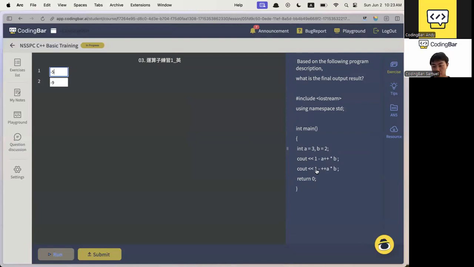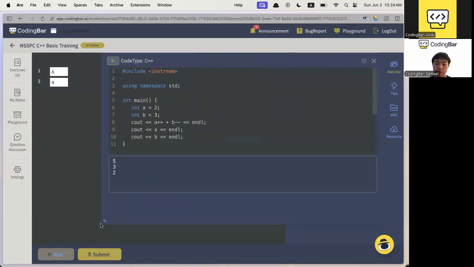After that, 1 minus plus plus A times B. So what is this doing? That means we increase A first. Only after we increase A, we return the A. So after A plus plus, A is now 4. So here, plus plus A, A is 5. 5 times 2 will be 10. 1 minus 10 will be minus 9. So if you are still confused, let's demonstrate it in the playground.